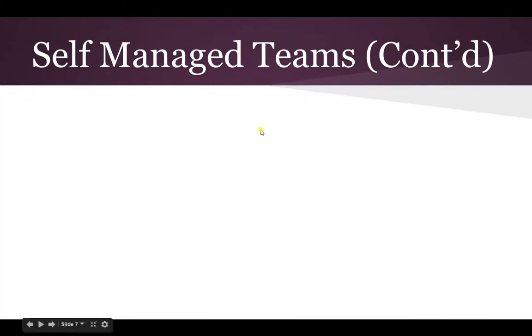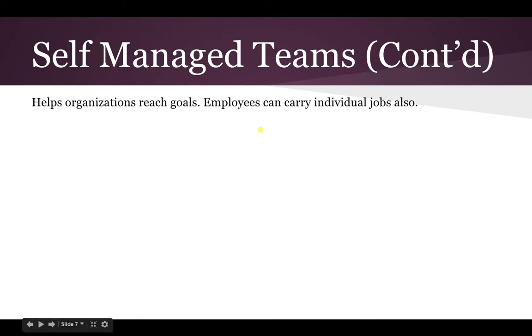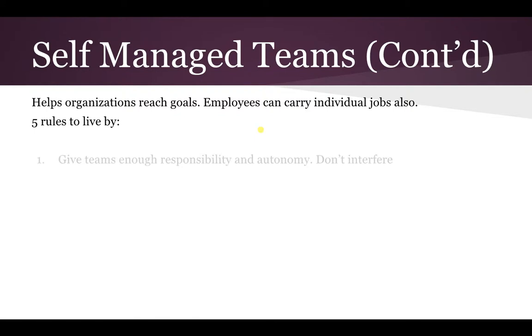Self-managed work teams help an organization achieve goals. Sometimes employees have individual tasks as well as the group tasks. In order for these teams to be productive, it is imperative that managers follow a set of rules. There are 5 rules to live by. Number 1, give teams enough responsibility and autonomy to be truly self-managing. Refrain from giving them the solution and let them come up with it on their own.